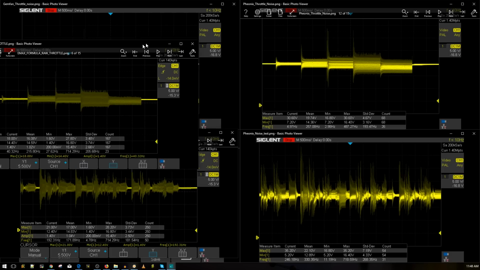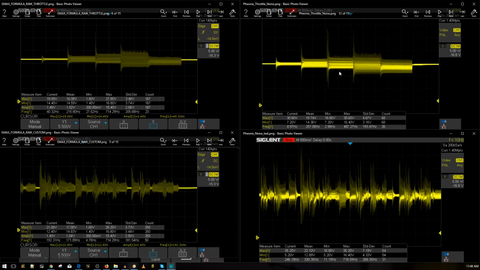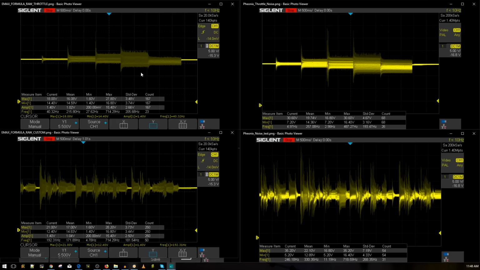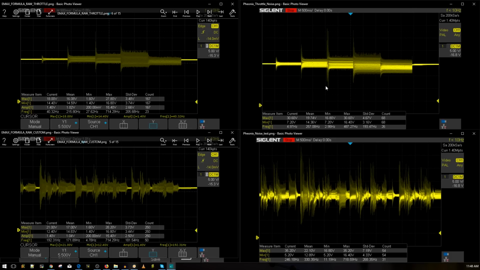Okay. So if we take a look here, these two are the same price. But look at the Emax Formula. They just whoop this one's ass. And they're in the same price category. So yeah, this one just doesn't make any sense to me. So overall, I would avoid it, in my opinion.